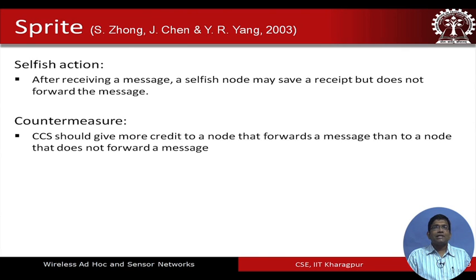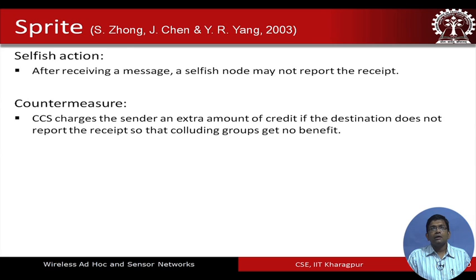So, selfishness is something that is typical in Sprite. After receiving a message, a selfish node may save a receipt and not forward the message. This is something that can still happen and Sprite is vulnerable to that. The countermeasure to tackle this kind of selfish behavior would be that the CCS, that means the credit clearing service, should give more credit to a node that forwards a message than to a node that does not forward the message. Okay.